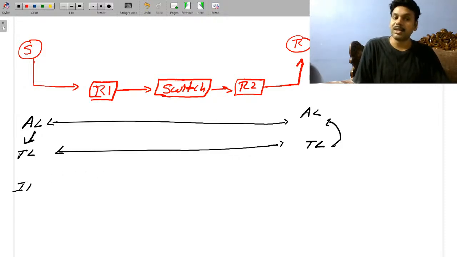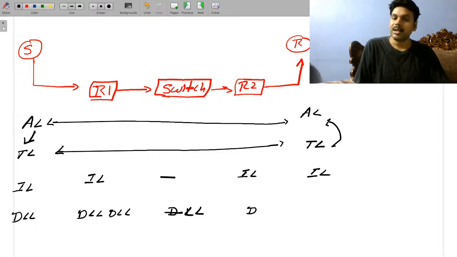But the internet layer knows that there is a router in between. So it is involved here and it's involved here. And the data link layer is involved double time here, and here, and finally here. In the same way, the physical layer is also involved there, and here, and finally there.